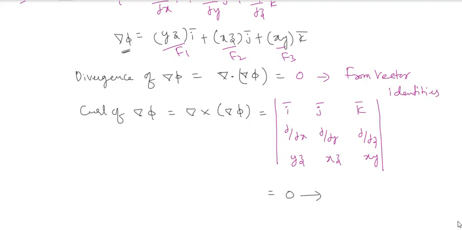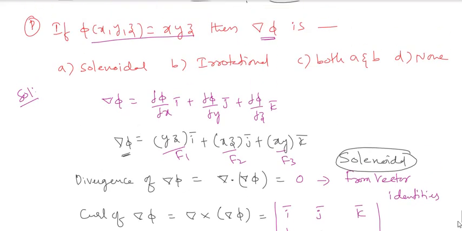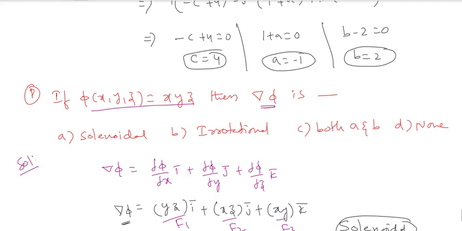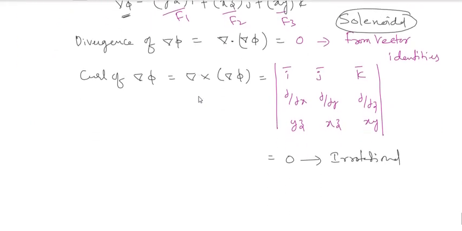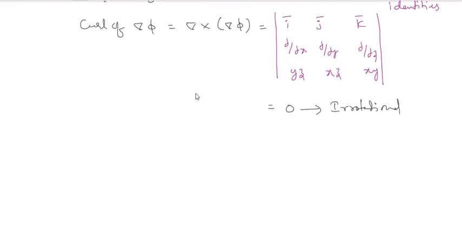So hence this is already solenoidal from that, and this is irrotational. So hence the option is both A and B are correct for this. Am I right or not? So this will be the answer for that. Clear with my point? Yes? Yeah. Will you be able to solve the problem based upon that? So that is the question for the corresponding thing.